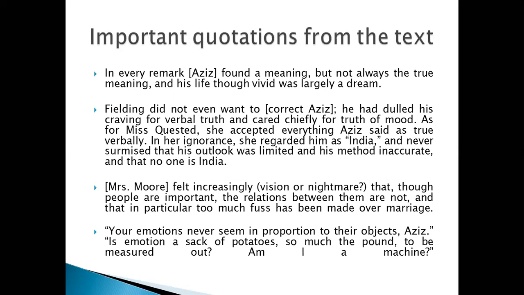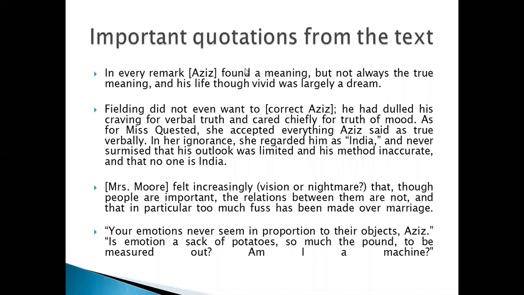Fielding did not even, it is about Fielding. Fielding के बारे में, Fielding did not even want to correct Aziz. He had dulled his craving for verbal truth and cared chiefly for truth of mood. As for Miss Quested, she accepted everything Aziz said as true verbally. In her ignorance, she regarded him as India and never surmised that his outlook was limited and his method inaccurate, and that no one is India. So a little disgusting thing over here regarding Aziz.